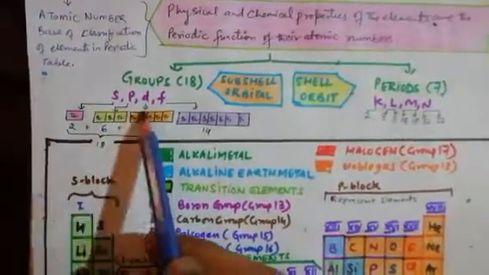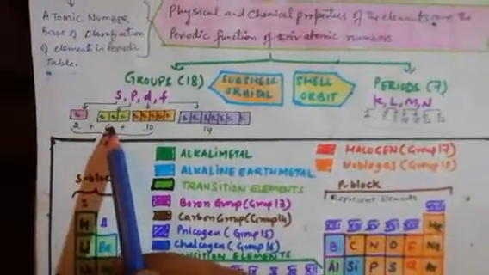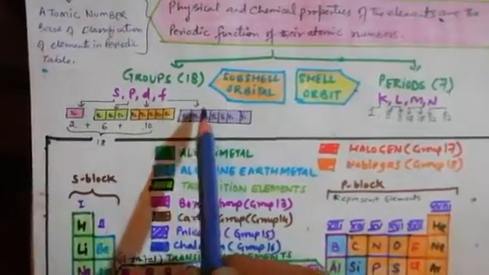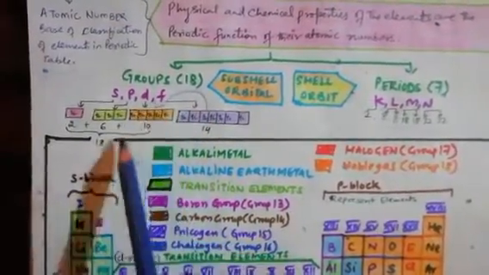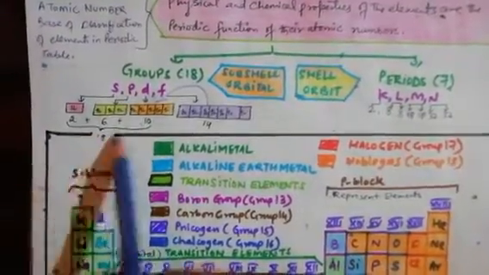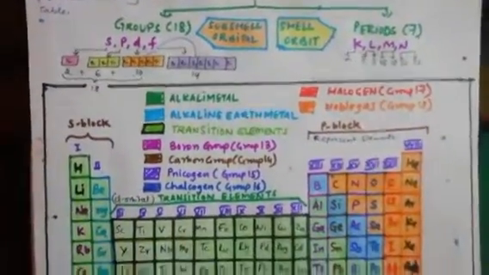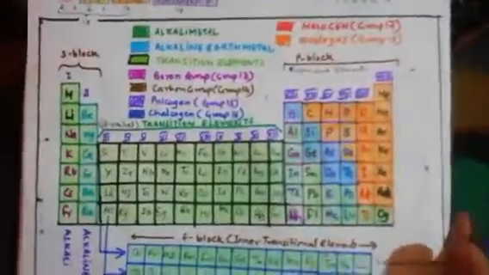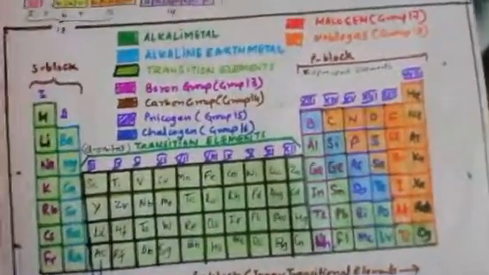Now if we talk about groups, 2 in s, 6 in p, 10 in d, whereas f lies between the d. So 2 plus 6 is 8, plus 2 plus 6 is 8, plus 10 is 18. That's why there are 18 groups and 7 periods. I hope you understood the basic reason for the 7 periods and 18 groups.